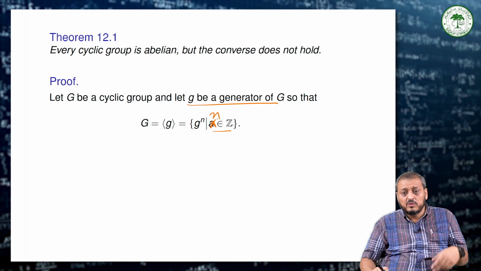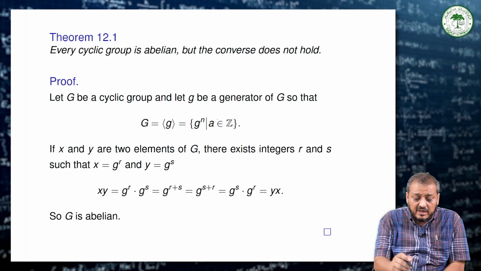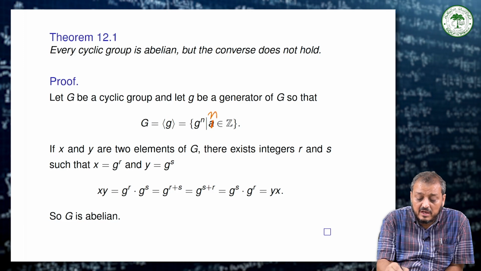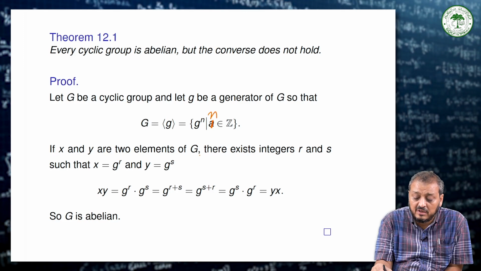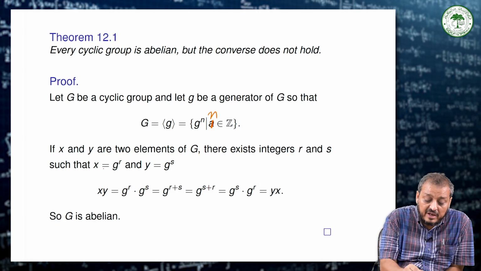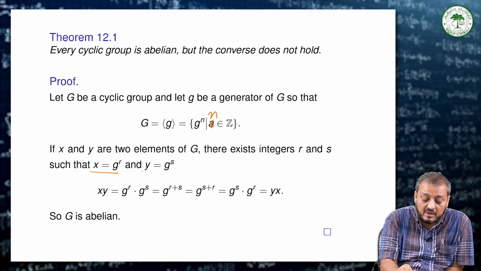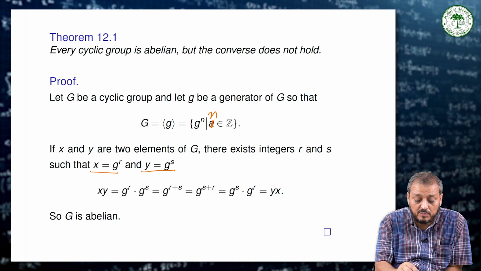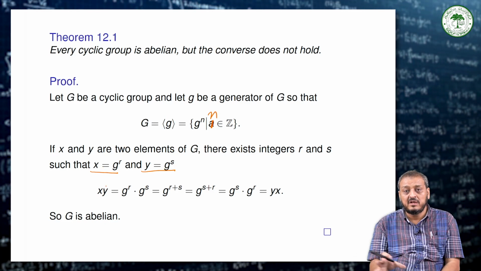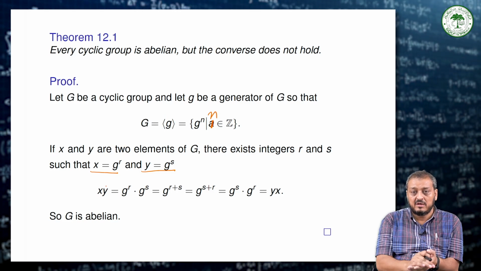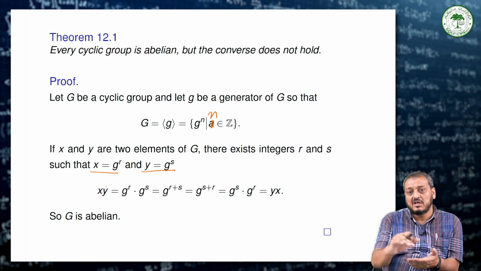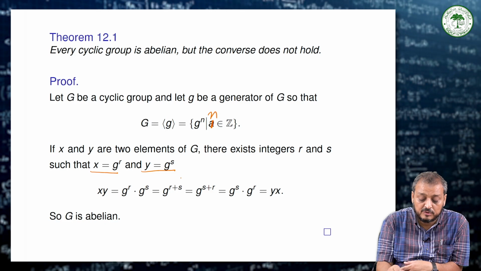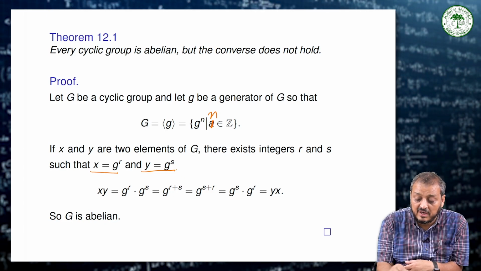Then we clearly write that let x and y be any two elements of G. There exist integers r and s such that x can be written as g to the power r and y can be written as g to the power s, because x and y are elements of a cyclic group. Since g is a generator, x is some power of g, and y is also some power of g. Then xy can be written as g to the power r times g to the power s, which is g to the power r plus s, where r and s are integers.